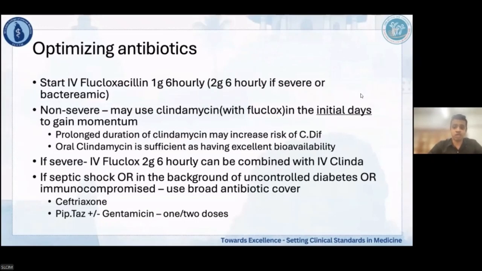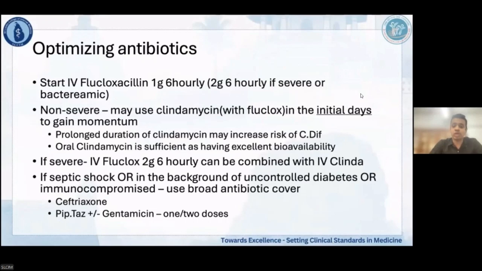But if you have a patient who has a severe form of cellulitis, who is bacteremic, whose blood pressure is low, who is septic, in that case, you can consider IV flucloxacillin high dose, 2 gram 6 hourly, in combination with IV clindamycin. But then we encounter patients who are doing very poorly in the background of poorly controlled diabetes, or patients who are immunocompromised, maybe a post-transplant patient, or a patient who is on certain chemotherapy drugs or something like that.